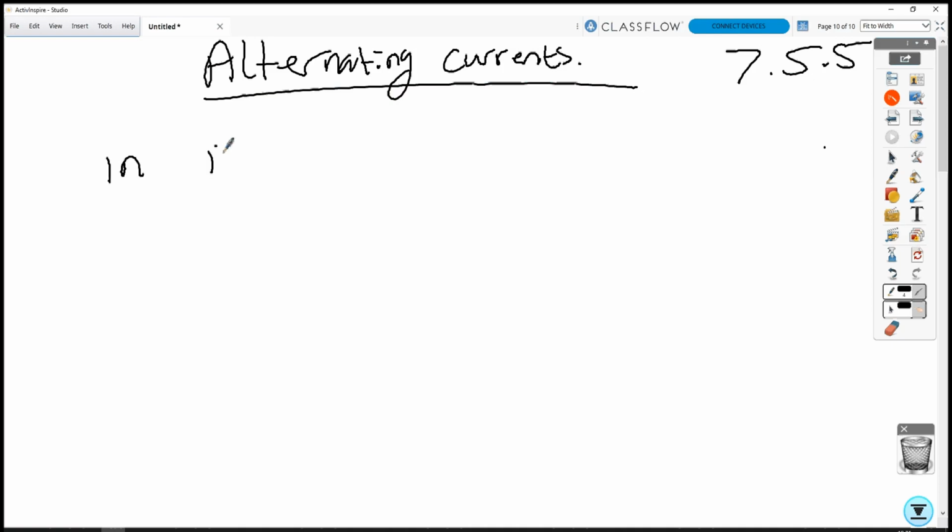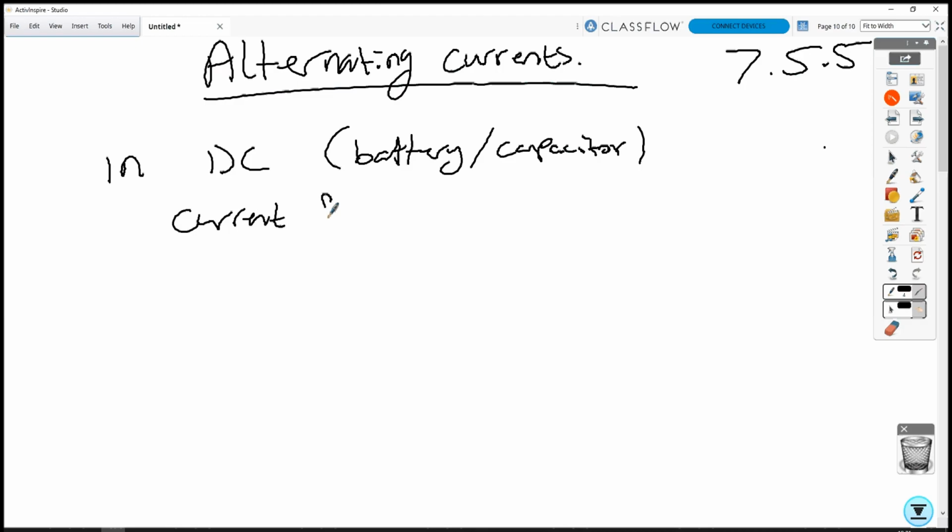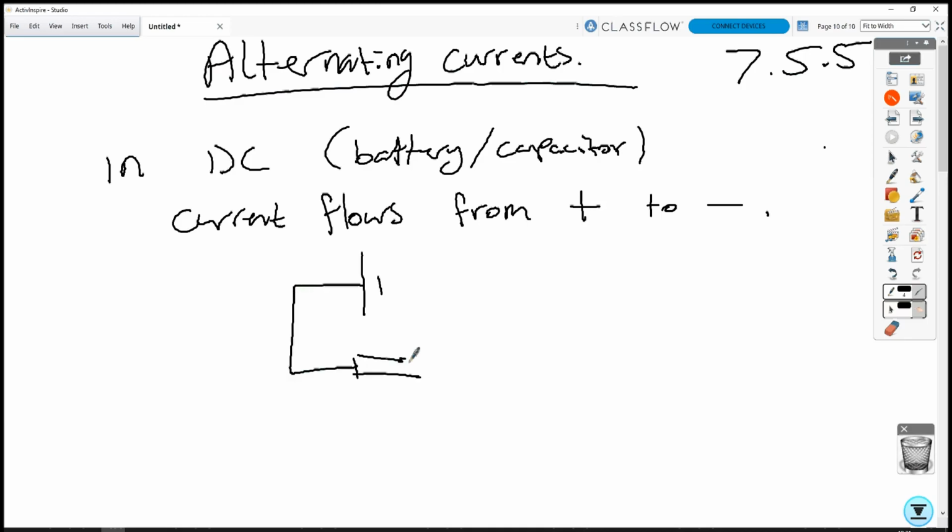So in DC, which are battery or capacitor, current flows from plus to minus. So an example circuit, a very simple one, which is just a resistor connected to a cell. You've got plus and minus.